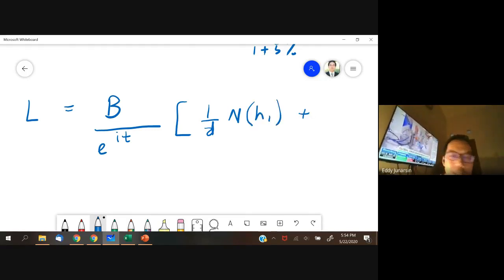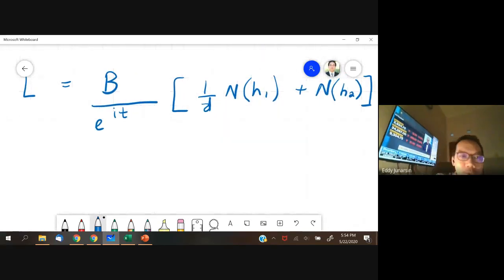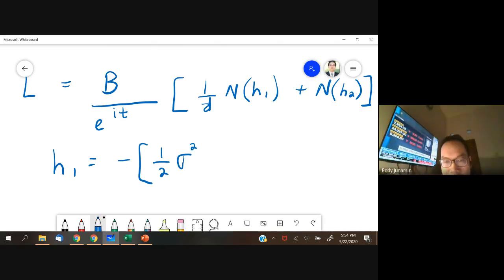Plus the standardized normal distribution value of H2. Okay, so it's quite easy. So now we have to determine the H1 and H2, right? So H1 is a function of minus, so half of the variance. Variance is the risk of volatility, right? The volatility of the loan that we are giving times T.